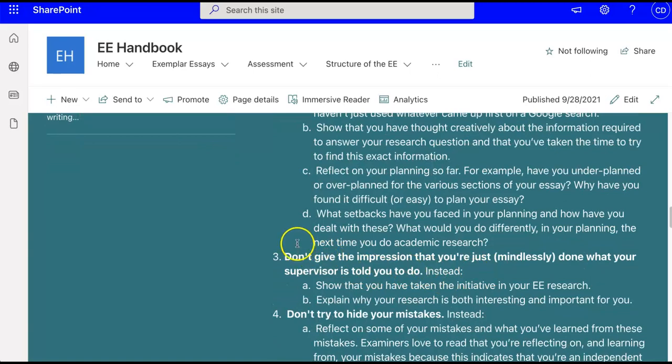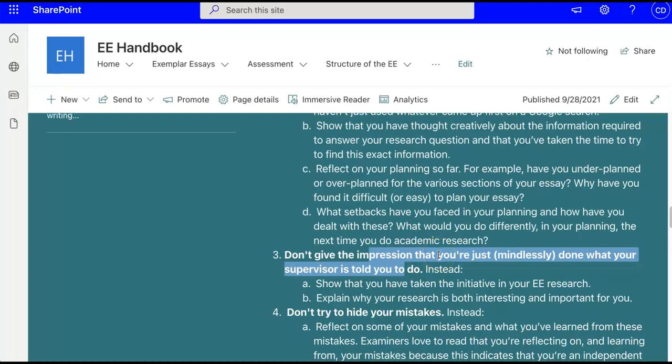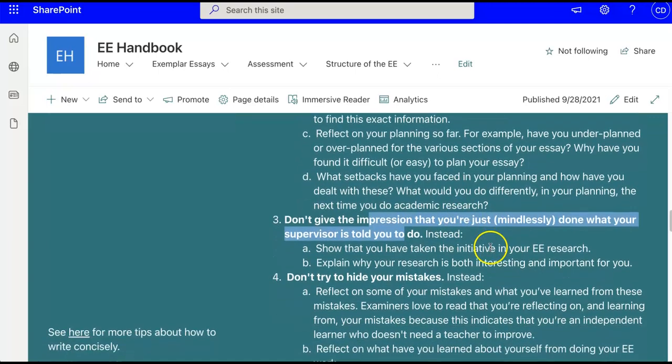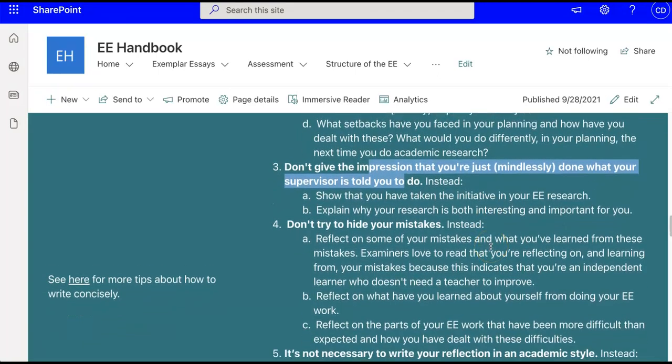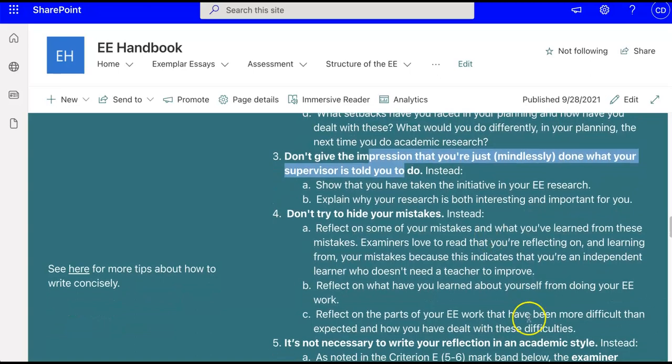Next point. Don't give the impression that you've just mindlessly done what your supervisor has told you to do. Instead, show that you're using your initiative. Explain why your research interests you and what you're learning. Okay, don't forget to hide your mistakes or what you find challenging. The key part is to explain what the challenges are, and even better, what you're doing to overcome these challenges. That's how you show evidence that you're engaged in the work.